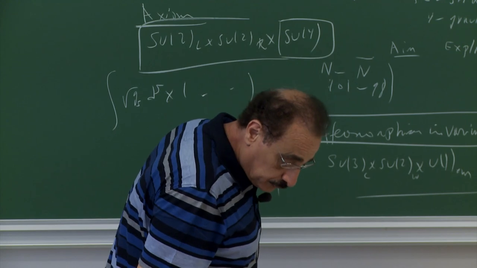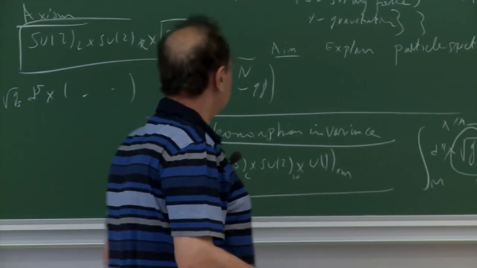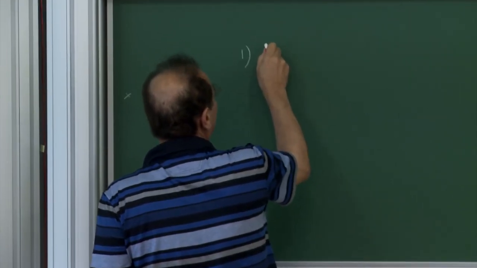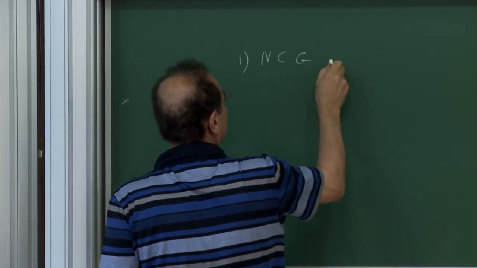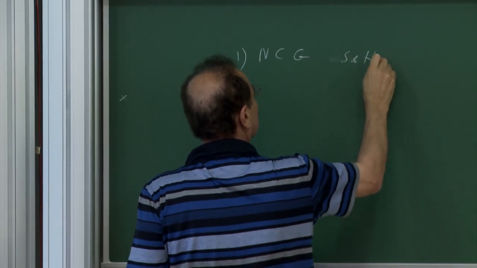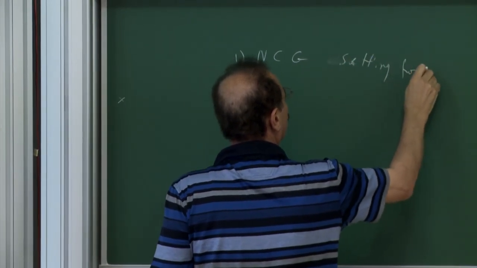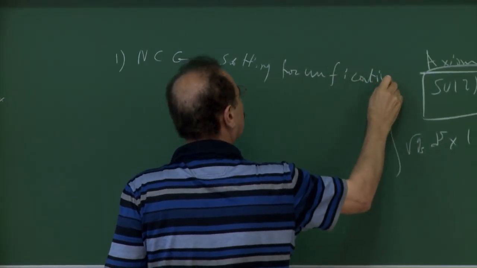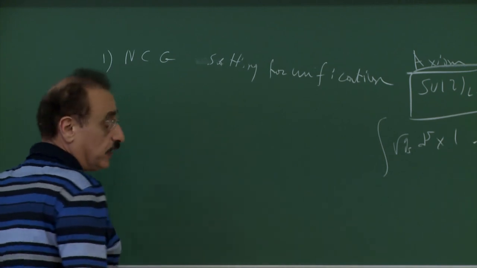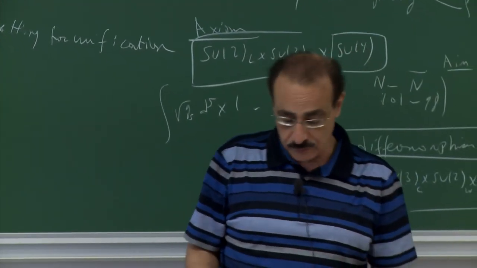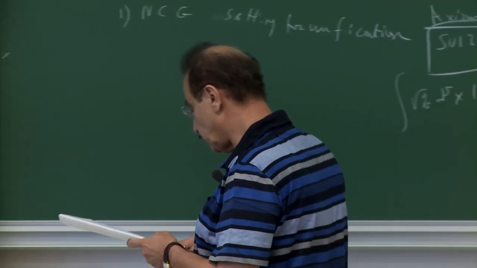So now my assumption is that I will use non-commutative geometry as the setting for unification. And the first question that we ask is, why should one go non-commutative?